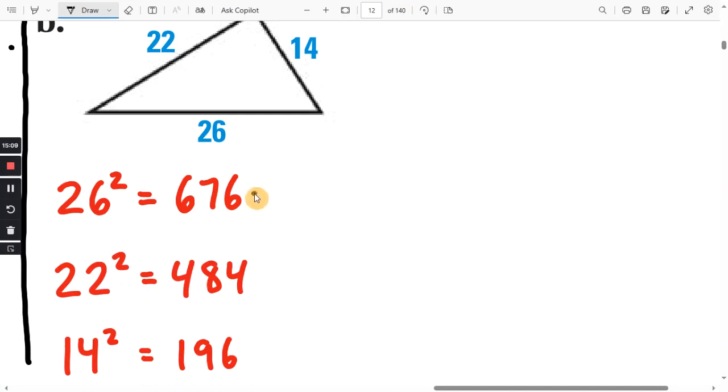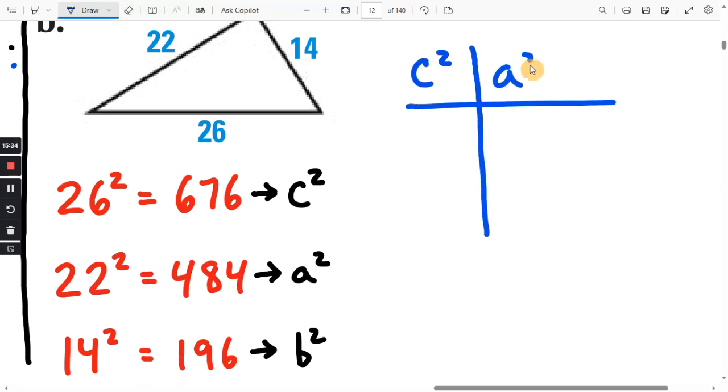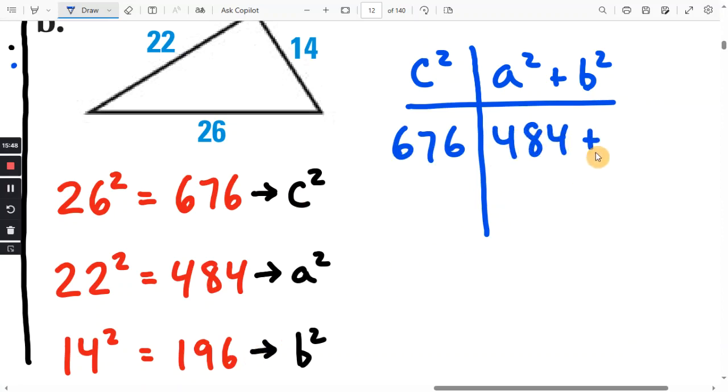All right, so the c squared is 676, and the a plus b is 484 plus 196. Okay, Caleb says 676 is the greatest, so that's your c squared. The other two sides or numbers, it doesn't matter which is a squared or b squared. It doesn't equal it. Okay, it's not equal. Let's go to the table. Let's make a T table, c squared versus a squared plus b squared, right? All right, c squared is 676. 484 is a squared. And then 196 is b squared.